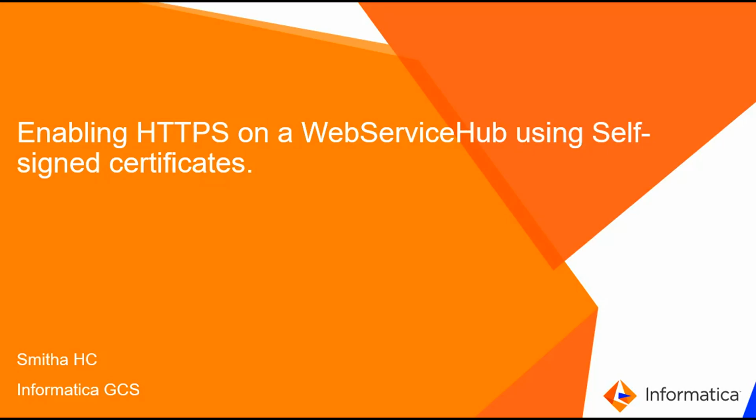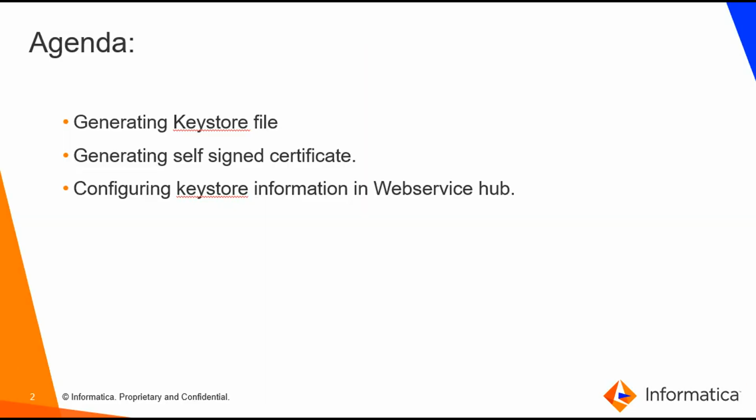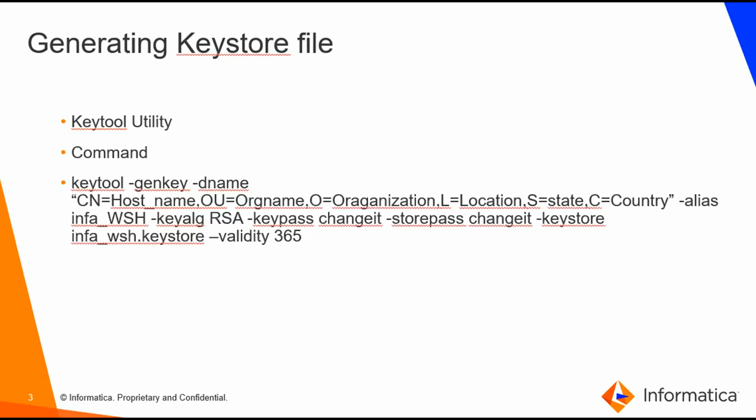In this video, I'm going to discuss how to enable HTTPS on the Web Service Hub console process using a self-signed certificate. The agenda of this meeting is as follows: generating a keystore file, generating a self-signed certificate, and configuring the keystore information in the Web Service Hub process. To generate the keystore file, we need the keytool utility.